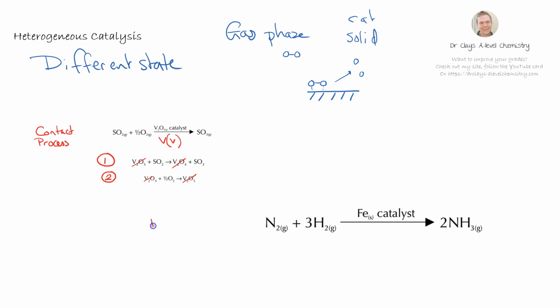The second industrially important heterogeneous catalysis that we're interested in is the Haber process, and here we observe the reaction of nitrogen and hydrogen both in the gas phase with a solid iron catalyst making ammonia. Now they don't ask us about the mechanism here because quite simply it's not very well understood. So all they're interested in here is that iron can act as a heterogeneous catalyst in the Haber process.